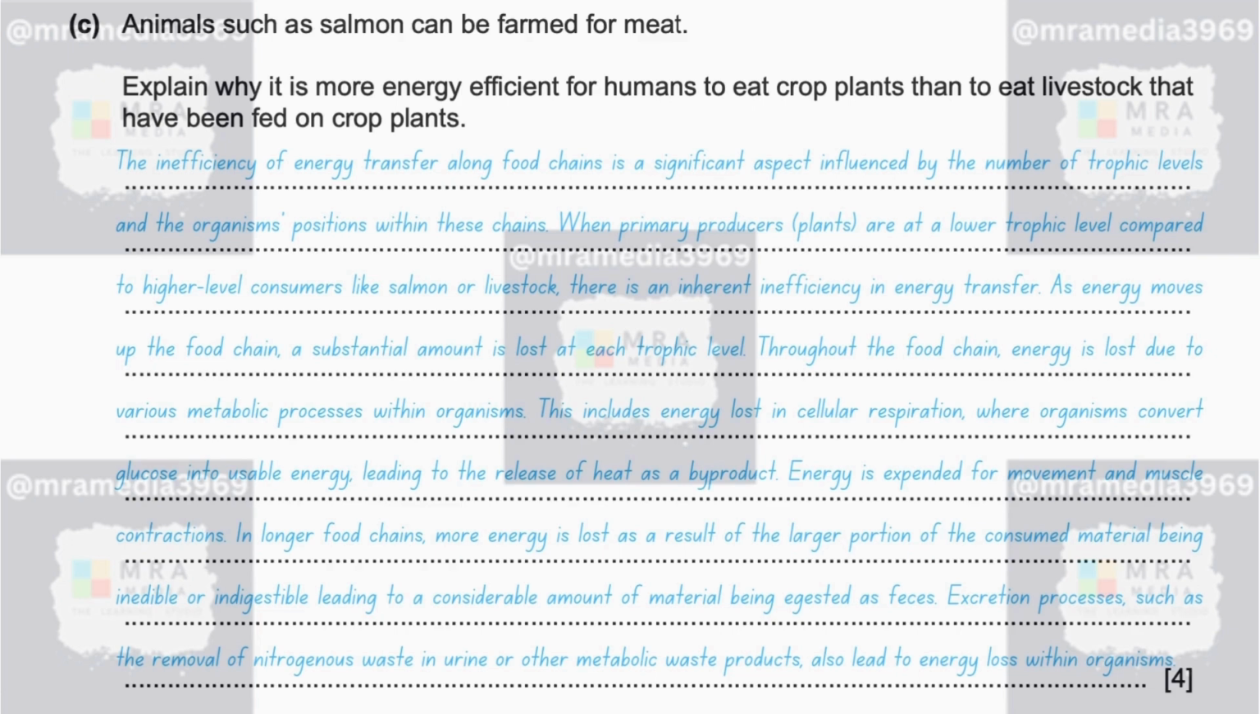In longer food chains, more energy is lost as a result of the larger portion of the consumed material being inedible or indigestible. This includes parts such as bones, shells, and other non-nutritive or hard-to-digest components, leading to a considerable amount of material being egested as feces. Excretion processes, such as the removal of nitrogenous waste in urine or other metabolic waste products, also lead to energy loss within organisms. Therefore, the cumulative effect of these inefficiencies results in a pyramid-like structure of energy transfer, where a smaller amount of energy is available at each successive trophic level.